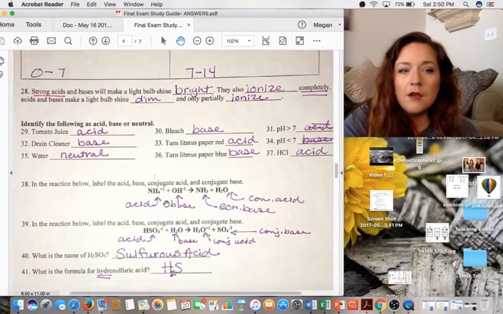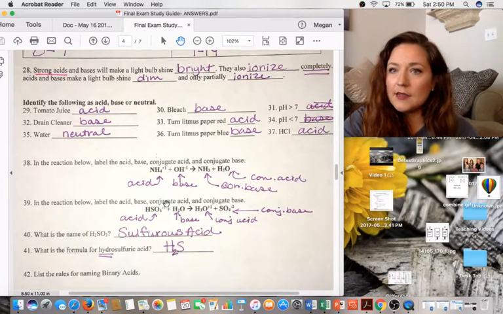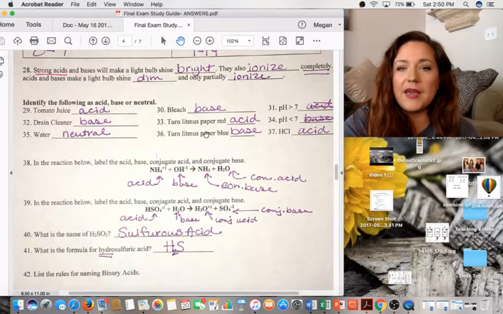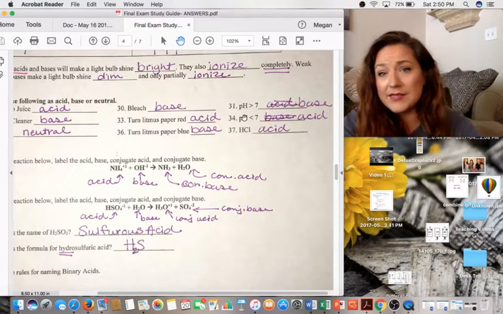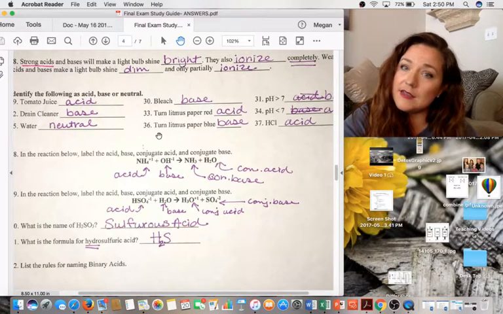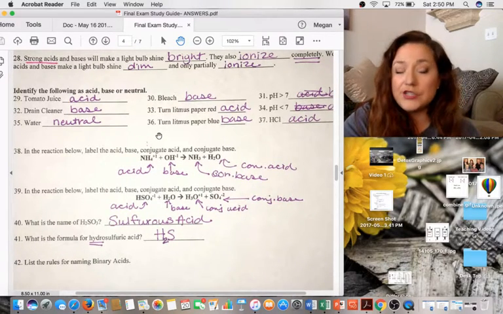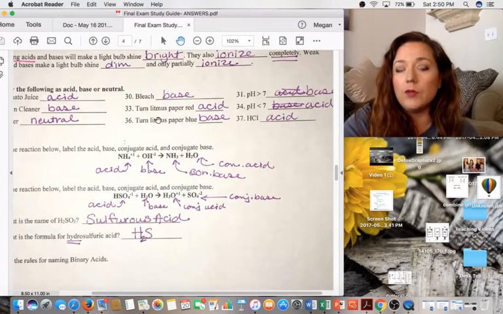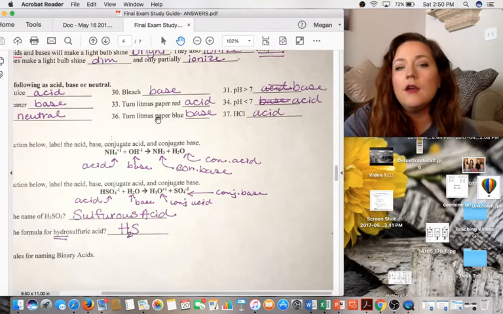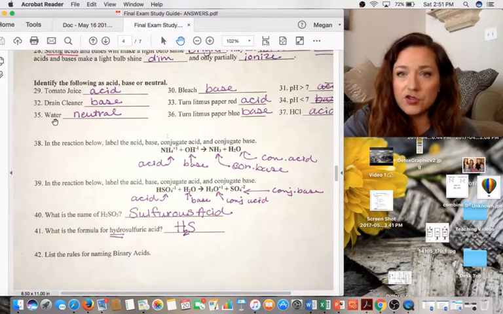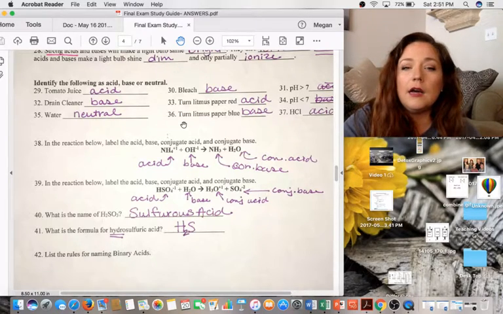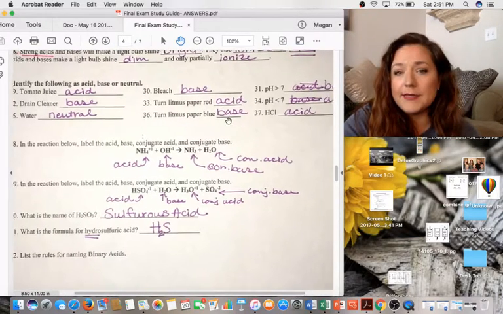So for 29, it's going to be an acid. 30 is going to be a base. 31 is a base. Remember that when it is greater than 7, it is a base. When it is less than 7, it's an acid. 32, drain cleaner, is a base. 33, when litmus paper turns red, is an acid. Less than 7, acid. Water is neutral, that's your pH of 7. When litmus paper turns blue, that's a base.